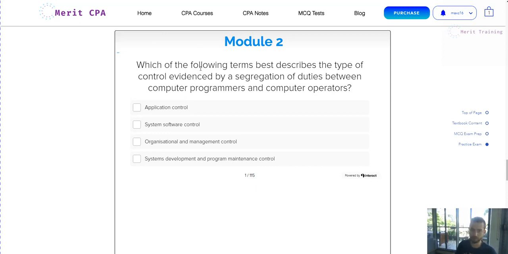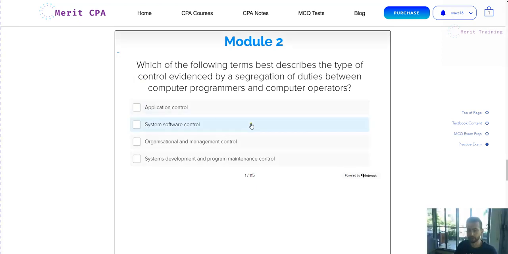Which of the following terms best describes the type of control evidenced by a segregation of duties between computer programmers and computer operators? Is it A, application control, B, system software control, C, organizational and management control, or D, systems development and program management control? So this is a form of general control.